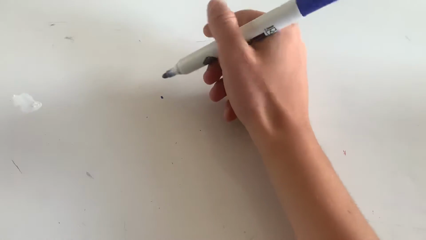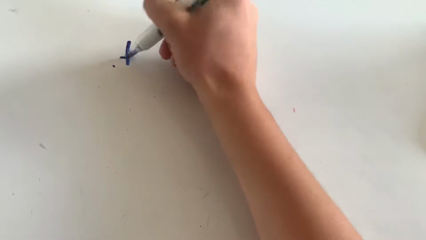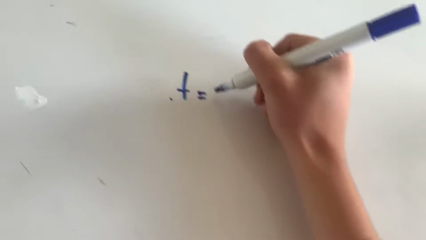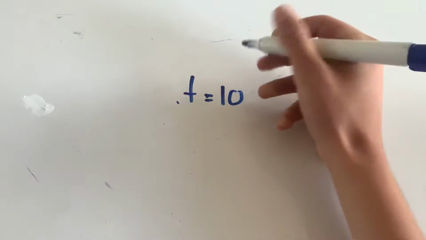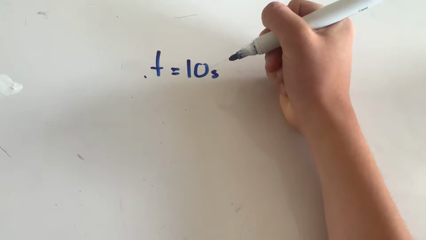So the first thing we should always do is label the known variables. So the first known variable that we know is that time is equal to 10 seconds. Put a unit there.